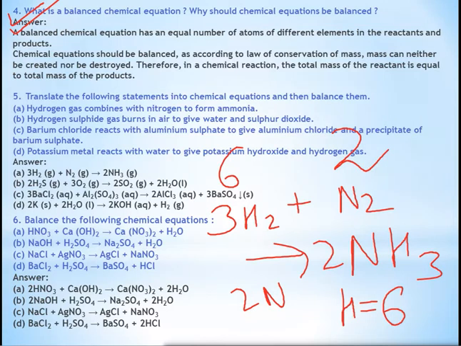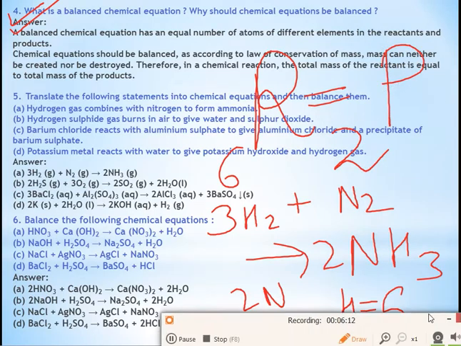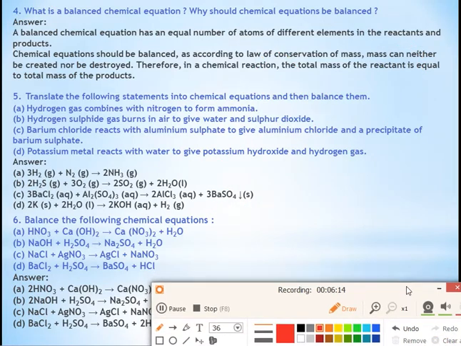So what is a balanced chemical equation? A balanced chemical equation is that equation in which the number of atoms on the reactant side should be equal to the number of atoms on the product side. So this is the definition. If you understand it, you can write it in your own words.